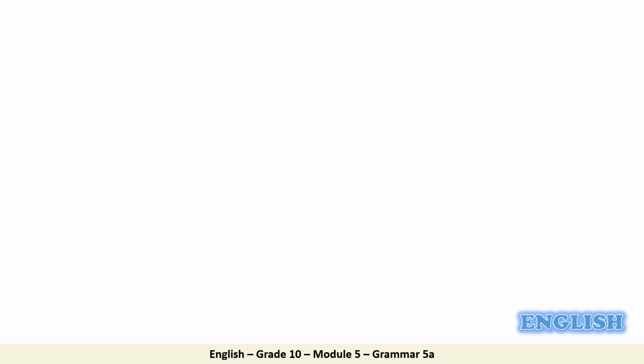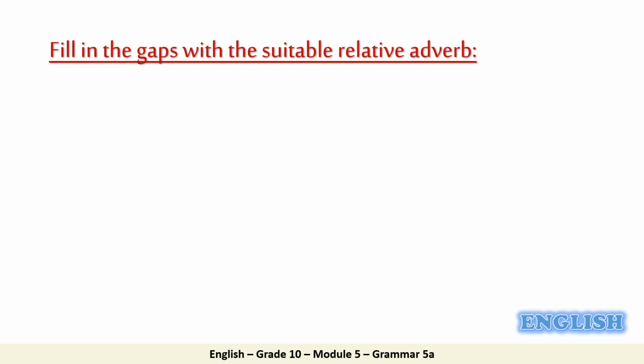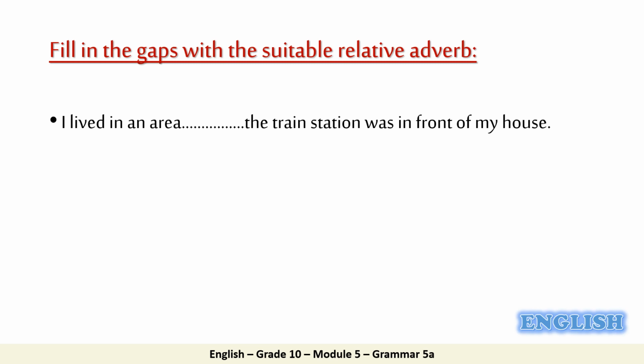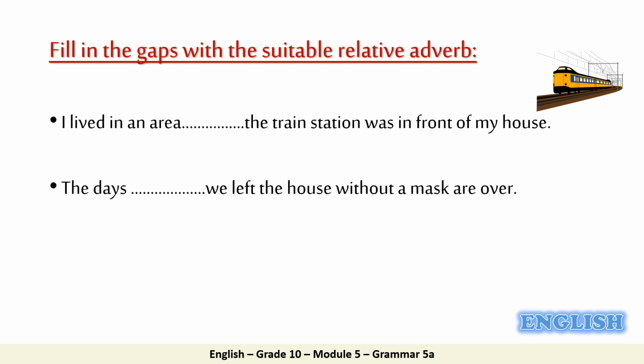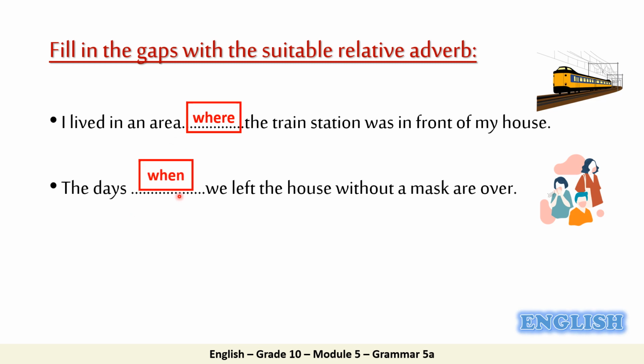Let's check your understanding for relative adverbs. Fill in the gaps with the suitable relative adverb. Number 1, I lived in an area ___ the train station was in front of my house. And number 2, the days ___ we left the house without a mask are over. Pause and fill in the gaps. The answer for the first one is where. Why is that? Because area is a place. And the next one we have when. And why is that? Because the days is an indicator of time.